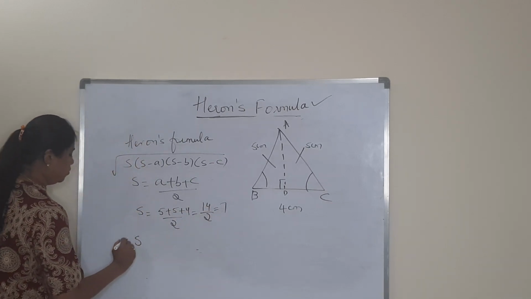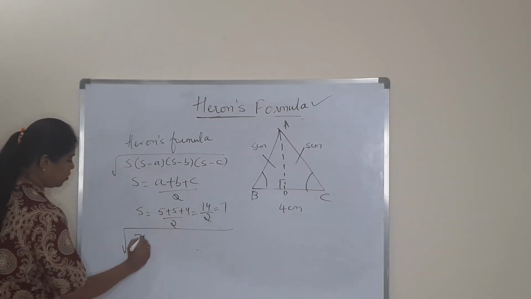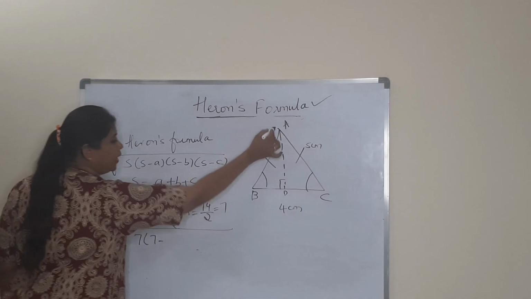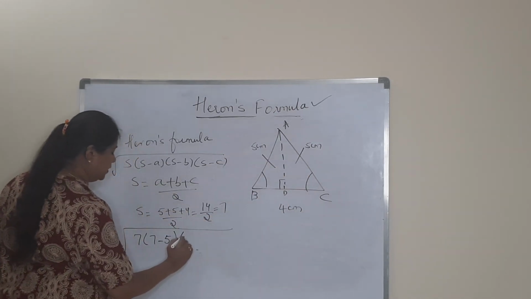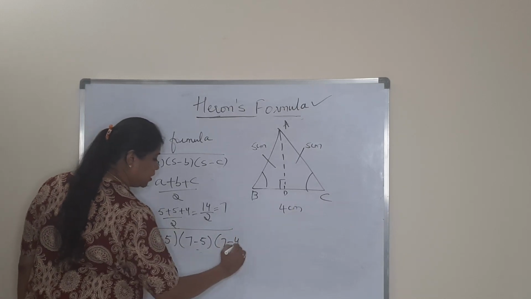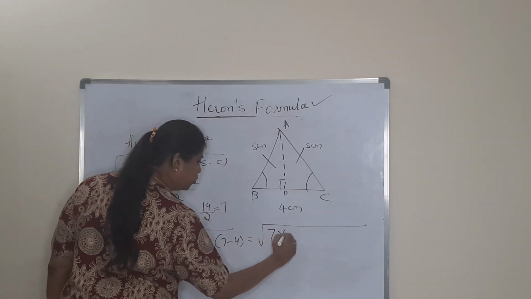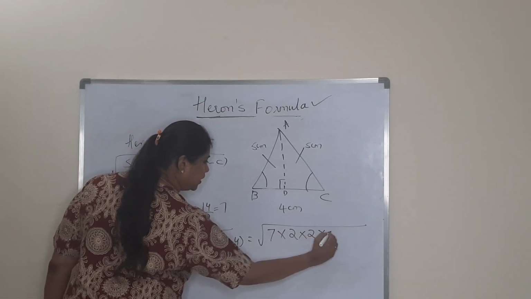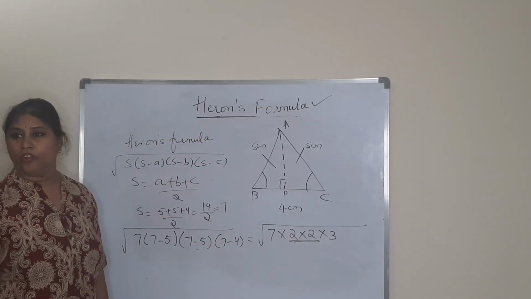Now we will substitute. 7, and 7 minus a, say I take this as AB, which is 5, and b is AC. 7 minus 5, and c is BC. That is root of 7 into 2 into 2 into 3. In the square root, 2 twos are 4. What is the square root of 4?